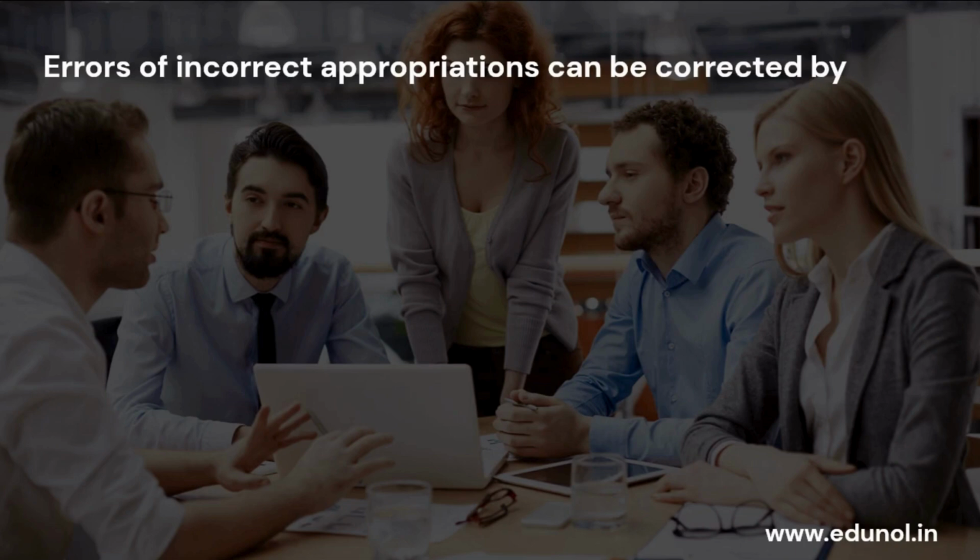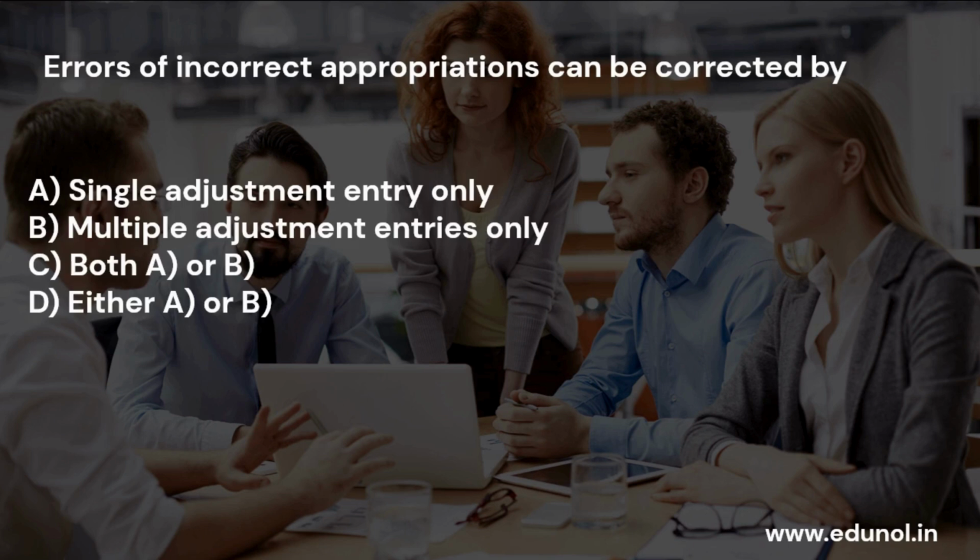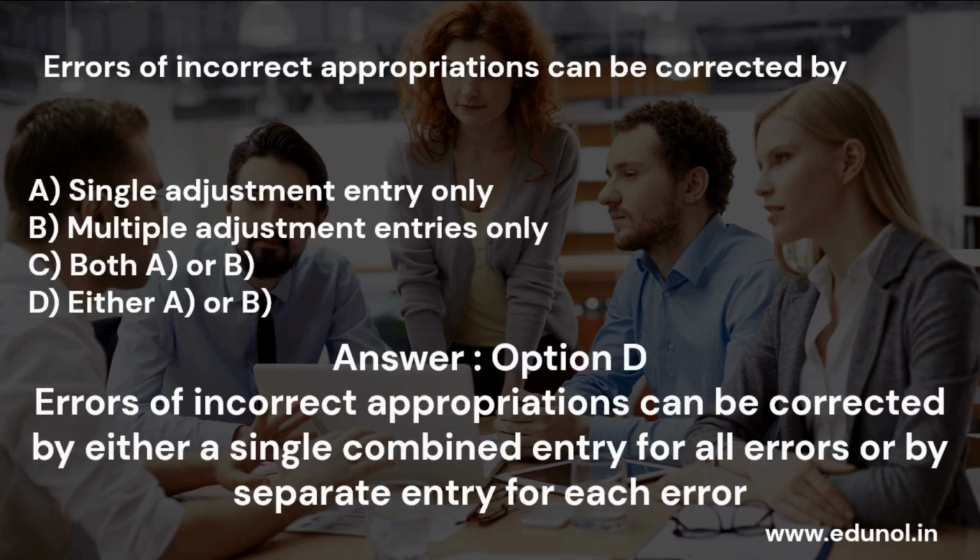Errors of incorrect appropriations can be corrected by A. Single adjustment entry only, B. Multiple adjustment entries only, C. Both A and B, D. Either A or B. Answer: option D. Errors of incorrect appropriations can be corrected by either a single combined entry for all errors or by a separate entry for each error.